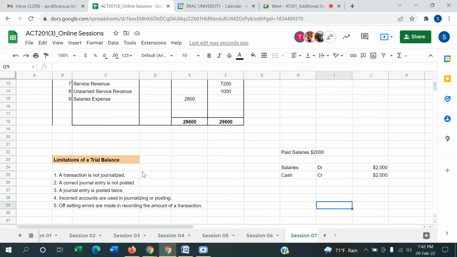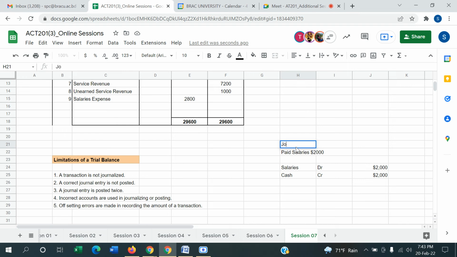What does posting mean? Posting a journal entry, what does it mean? It's already recorded, that's why it's called a journal entry. After the journal, to ledger. Transferring information from journal to ledger. Now after journalizing this transaction, we have to post to the ledger.